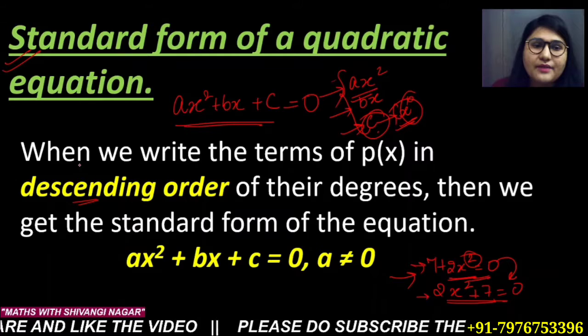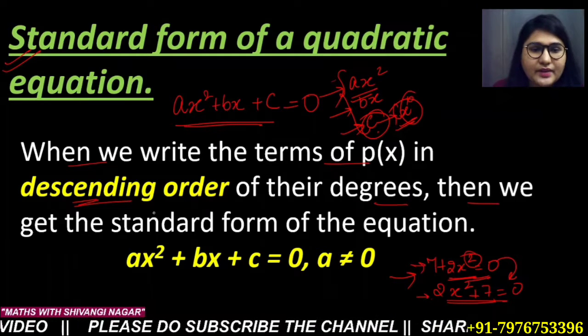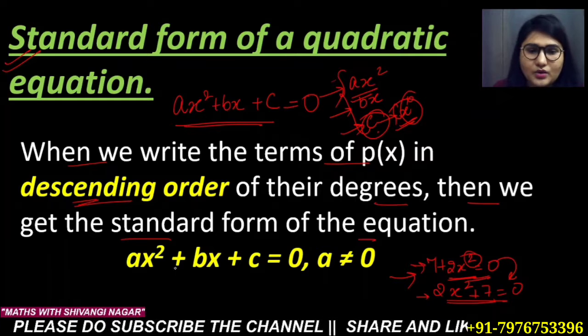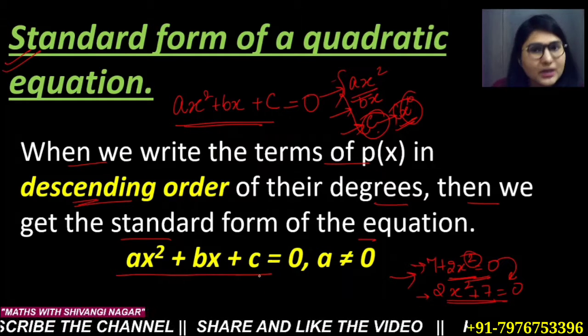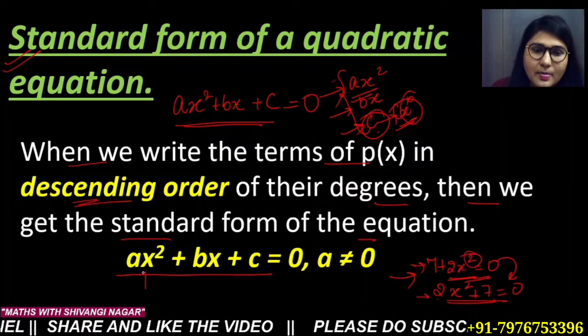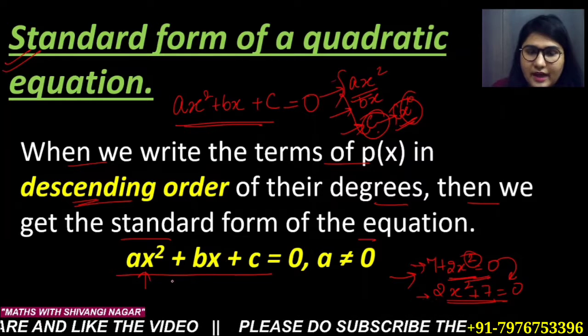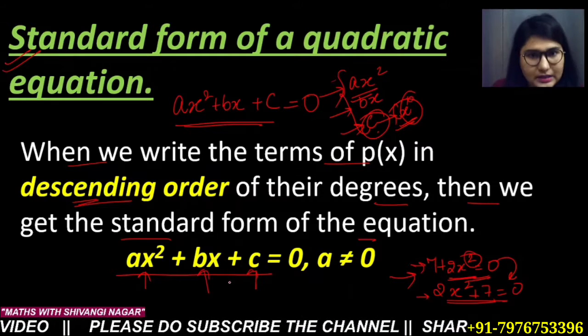So the same thing we have written here. When we write the terms in the descending order of the degree, then we get the standard form of the equation. So ax square plus bx plus c is equal to 0 is the standard form of the quadratic equation. Clear? Because the x square term we have placed at the first place, then x power 1, and then the constant term. Clear?